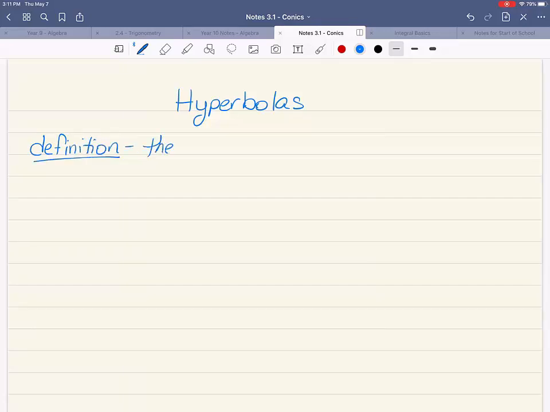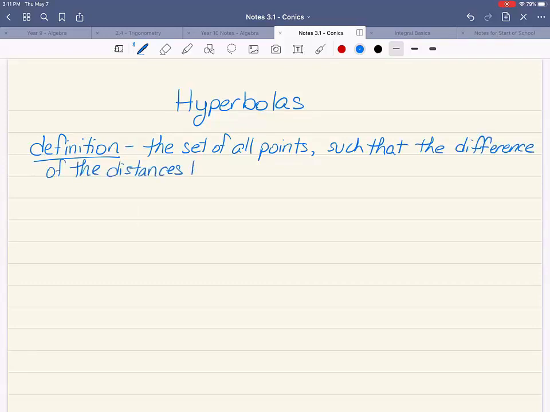It happens to be the set of all points such that the difference of the distances between two fixed points is constant. If you're not done writing, just pause the video real quick, write it down, and then come back.